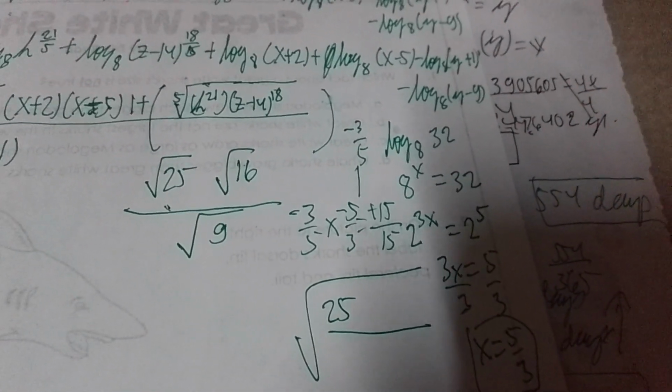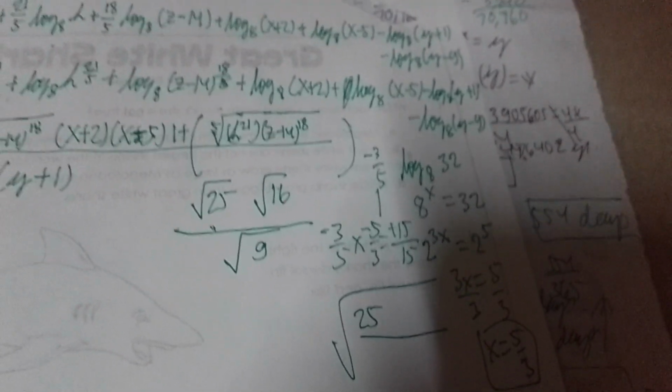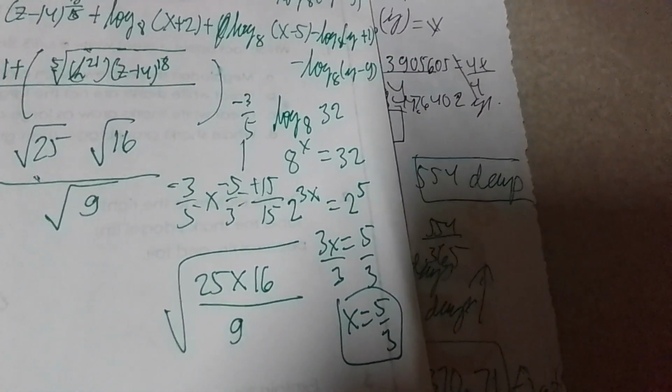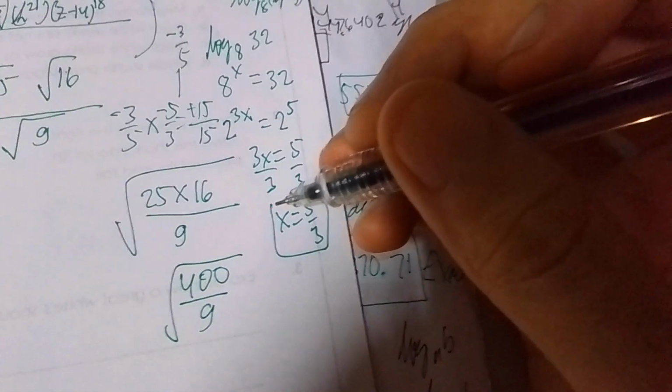We have 25, this is 16, and this is 9. You can already put this in one, what you call this? Wait. Tama ba? You can already put this in one root, di ba? 25 times 16 and then 9. Tama? So therefore, if you were to do that, you get 400 over 9. And 400 over 9, you take the square root, and you're supposed to get 20 over 3.